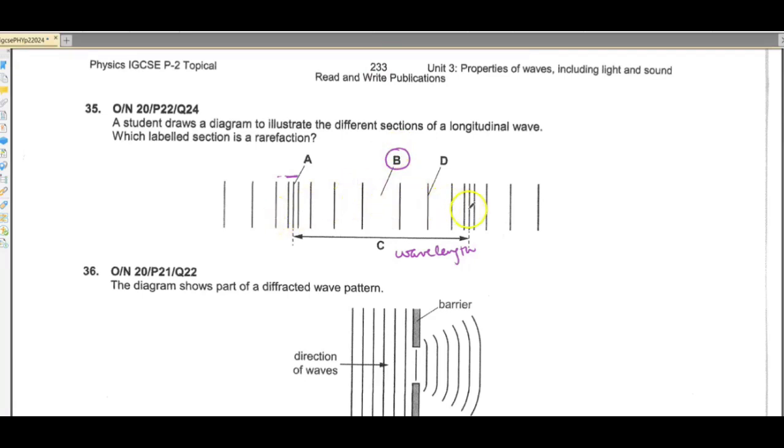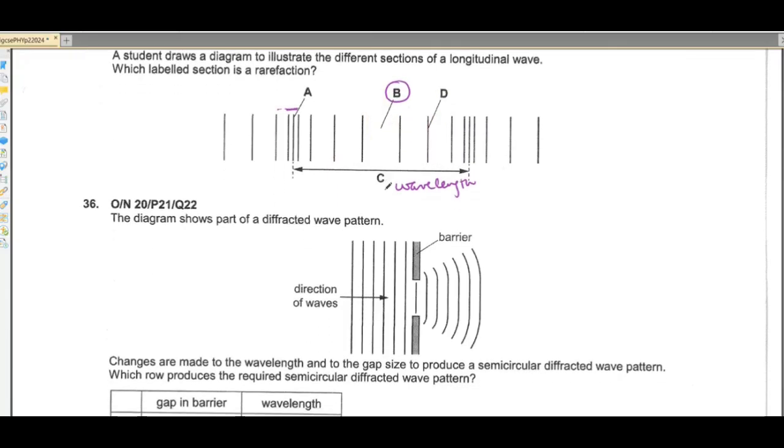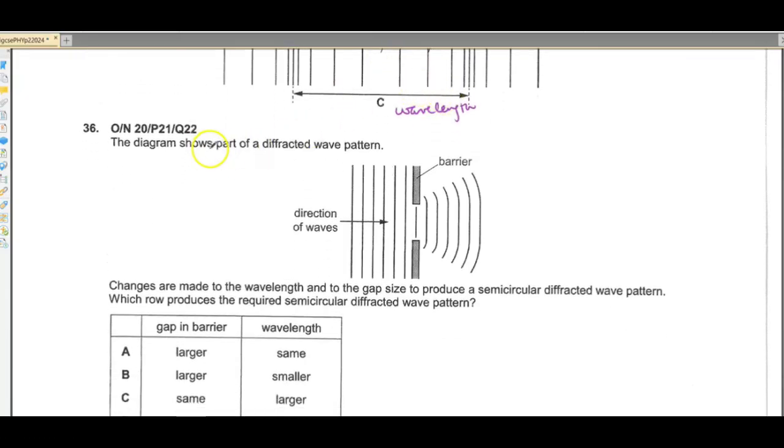So this is a compression, this is a compression. So wavelength is from one successive compression to the other successive compression. In between, this is rarefaction. Okay, this is a part of rarefaction. So this shows rarefaction, which is B. Question number 36. The diagram shows a part of a diffracted wave pattern. Changes are made to the wavelength and to the gap size to produce a semicircular diffracted wave pattern. Which row produces the required semicircular diffracted wave pattern?